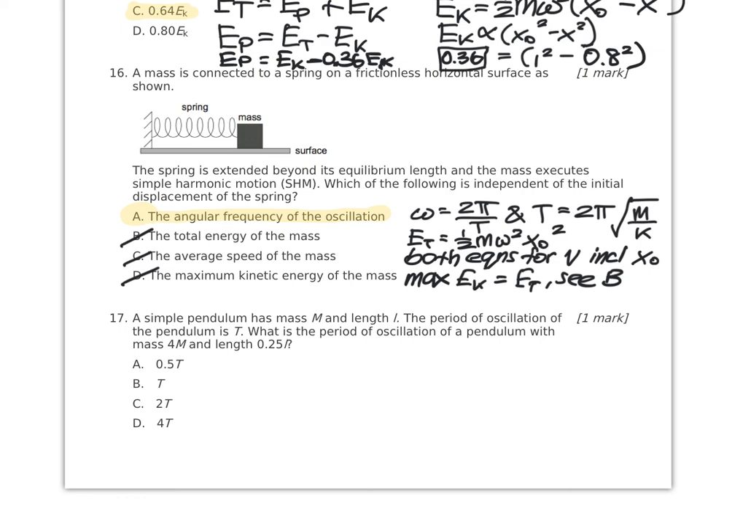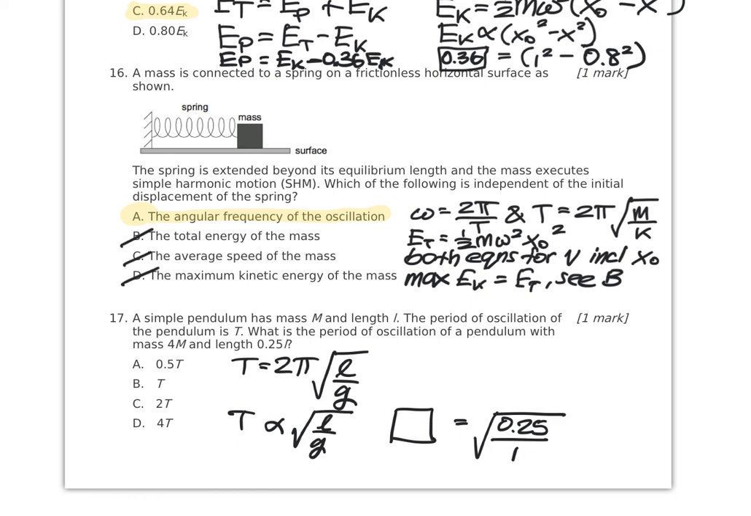17 doesn't look too bad. It's talking about a simple pendulum and its period. So let's write down the formula for the period of a simple pendulum. I can see that mass does not affect the period of a simple pendulum. It would affect the period of a spring pendulum, the mass spring system, but mass has no effect. So 4m mass, I don't care what you're doing to the mass, it has no effect. But L is in the expression, so 1/4 of the length is going to affect the period.